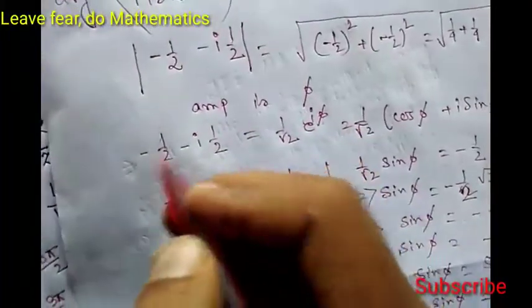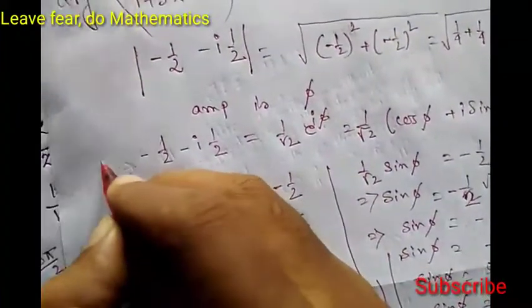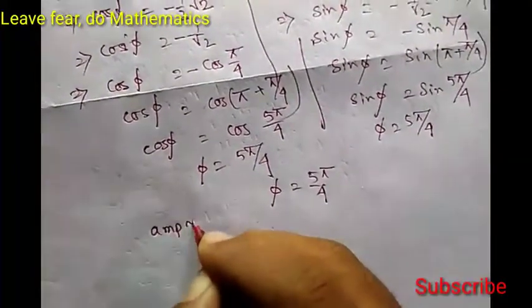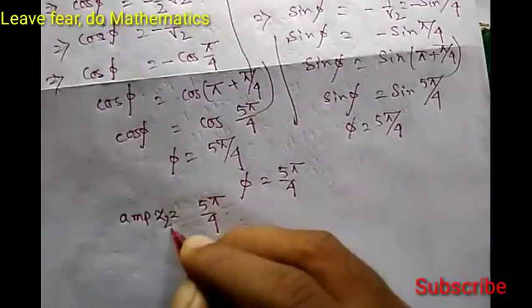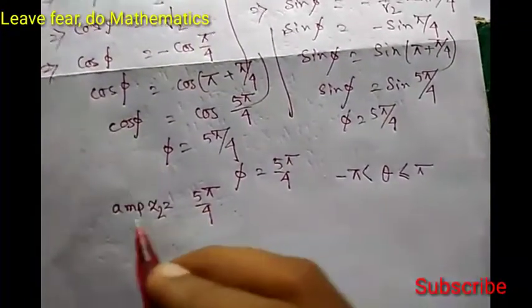So let us rename this complex number as Z2. So this is the amplitude of a complex number, and the amplitude of Z2 is 5 pi by 4. But one thing you should know, that the amplitude theta of a complex number must remain between minus pi and pi. But this is greater than pi, so this cannot be the amplitude.